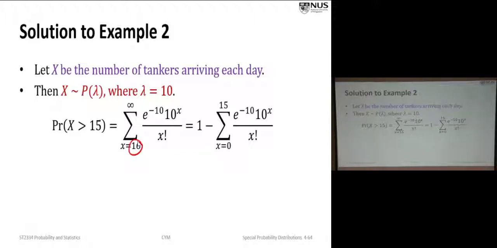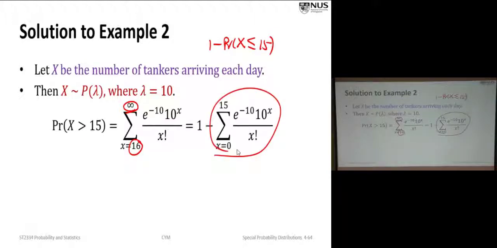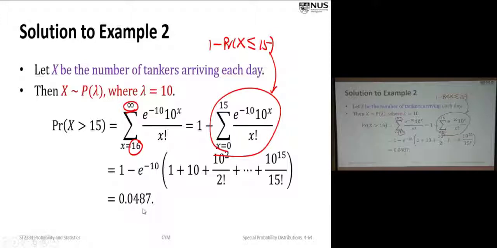So this one from 16 to infinity, there are infinite number of terms, so it's not a proper way. So we should get 1 minus probability of x less or equal to 15. At least there are only 16 terms in this sum. This is the probability of x less or equal to 15: e to the power minus lambda, lambda to the power x over x factorial. And so the answer is 0.0487. But you can also read it out directly from the table.